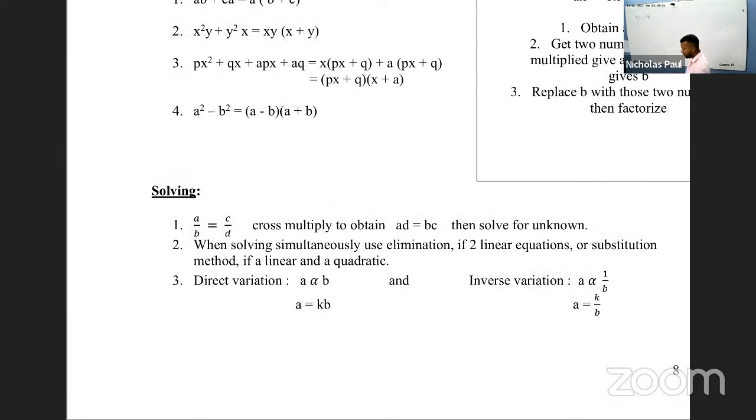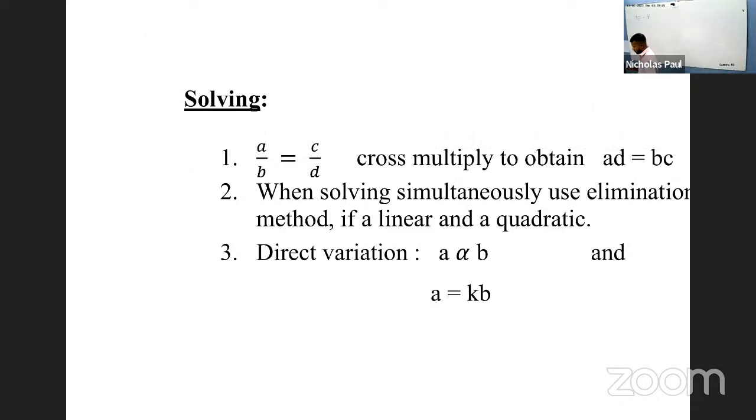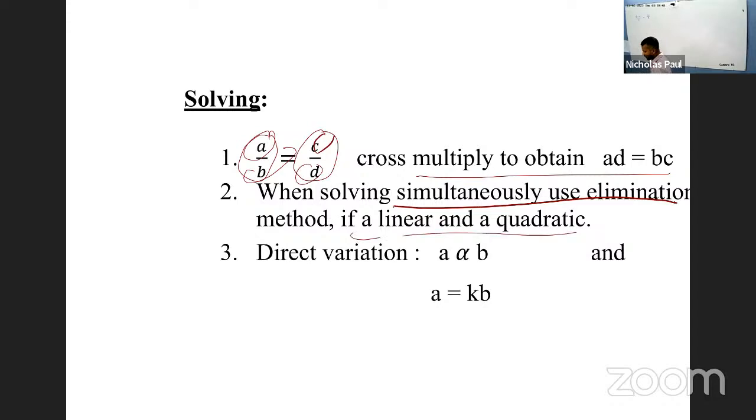Solving, if you look here, look at number 1. If you have two fractions separated by an equal sign, what do you do? Cross multiply. Two fractions separated by an equal sign, cross multiply. So you multiply A by D and B by C and then you solve it. When you're solving simultaneously, you use the elimination method. If it's a linear and a quadratic, you use substitution.